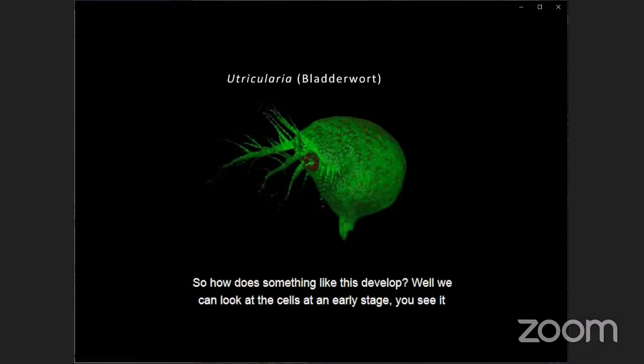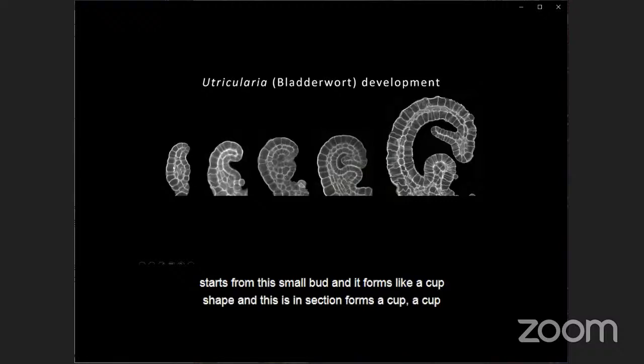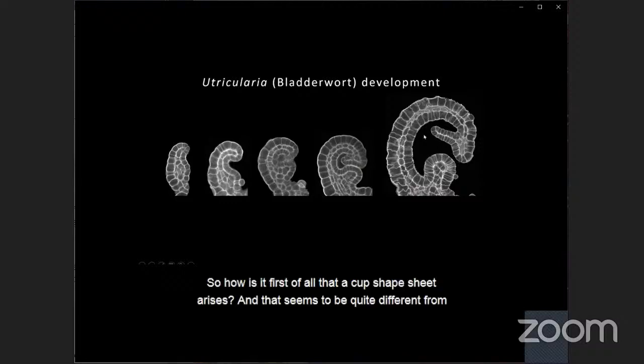So how does something like this develop? Well, we can look at the cells at an early stage. You see it starts from this small bud and it forms a cup shape. This is in section. It forms a cup shape, then almost folds over to an almost spherical form. And then finally it enlarges like this. And this little gap here is the mouth into which the prey gets sucked.